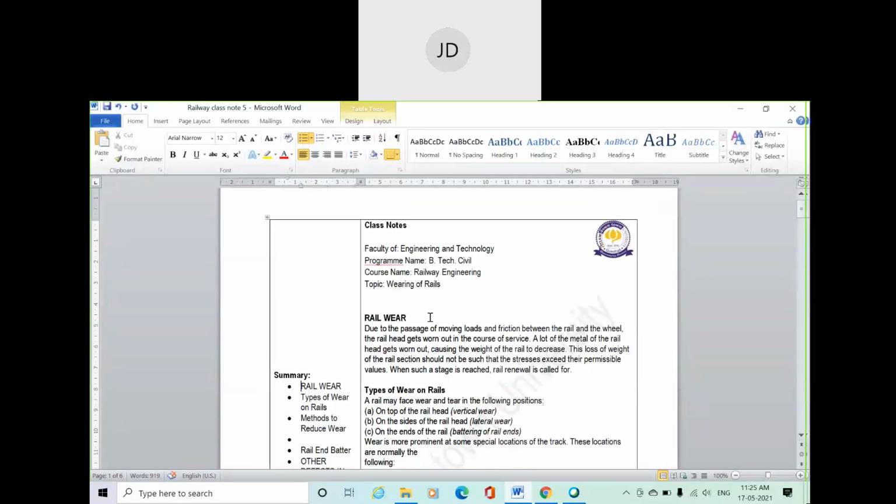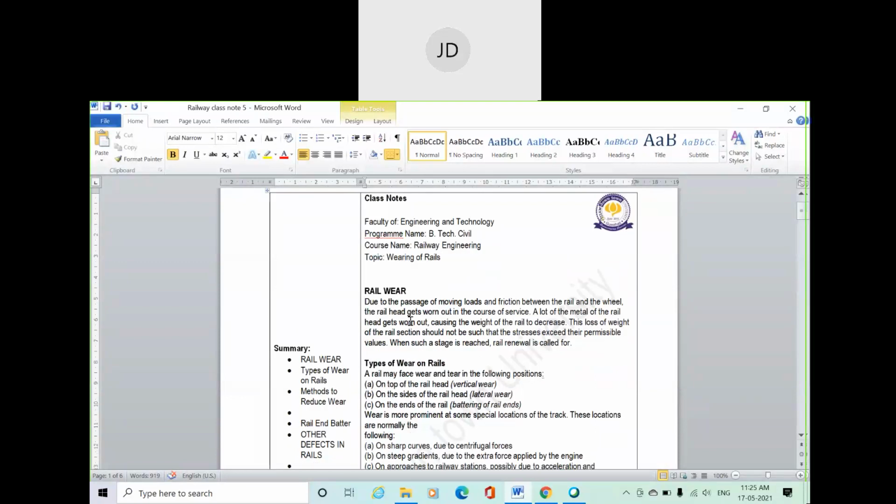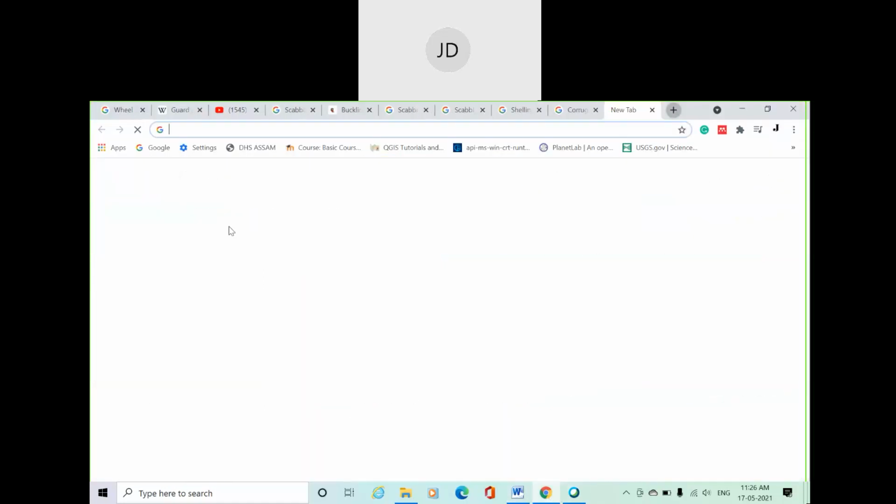Fine. So if I tell you the basic idea about rail wear: due to the process of moving loads and friction between rail and wheels, the rail heads get worn out in the course of service. Of course, you know, a train moves along a rail only, and basically the wheel tread or the wheel rim part is continuously in contact with the rail head. Okay, that means if I give you one direct definition, just a second, let me show you a drawing.